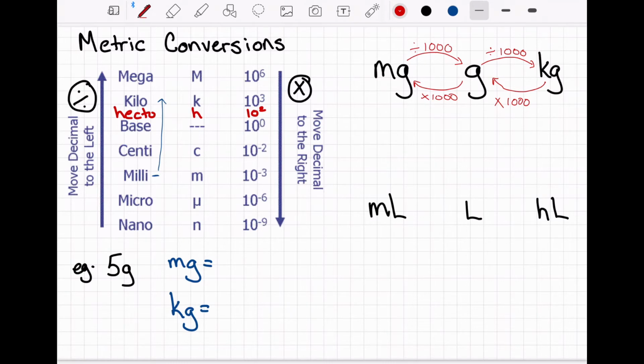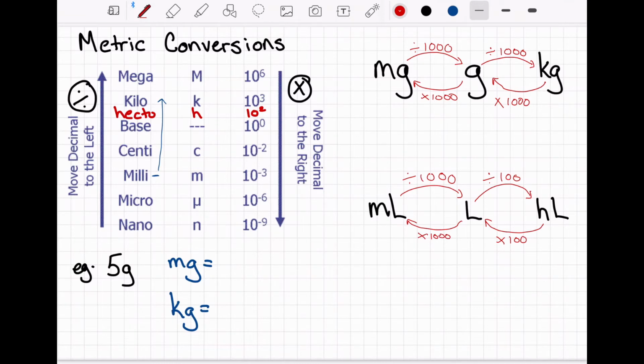Same thing with volume. So milliliters to liters, we are going to divide the number by 1,000. And then liters to hectoliters this time, we're going to divide by 100. Hectoliters to liters, we're going to multiply by 100. And then liters to milliliters, we're going to multiply by 1,000.